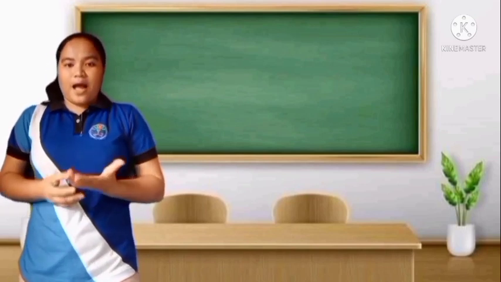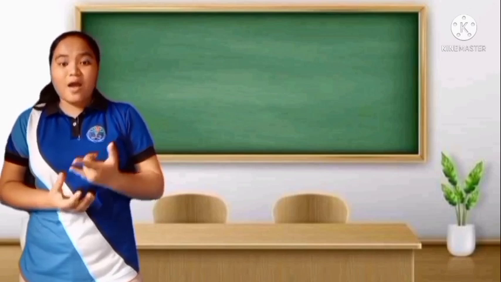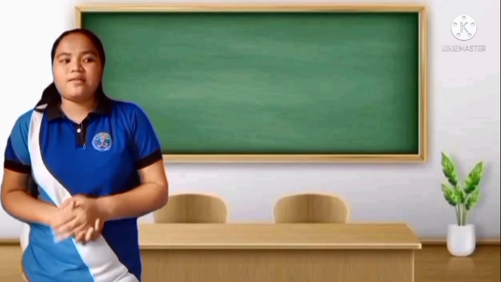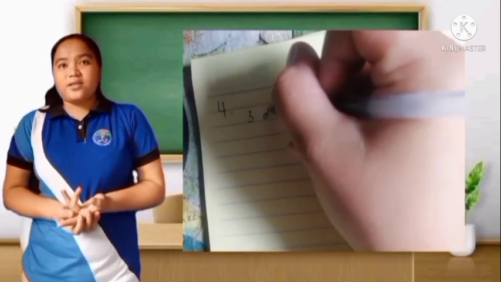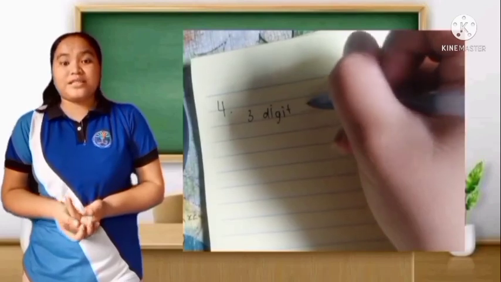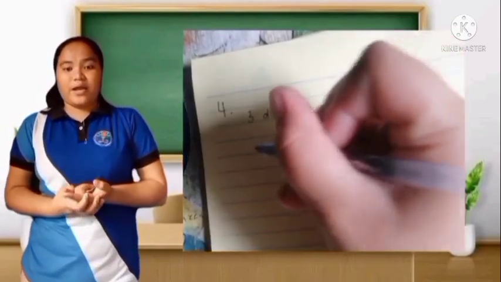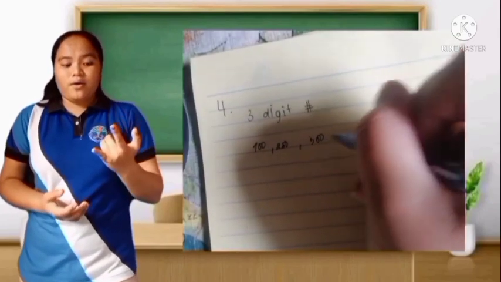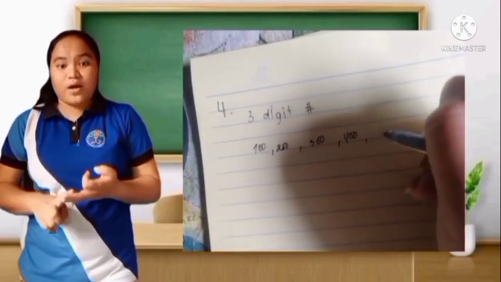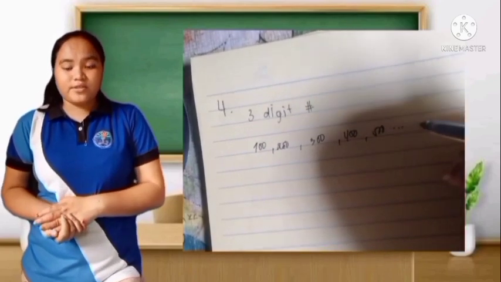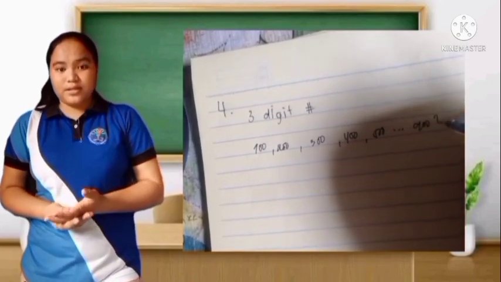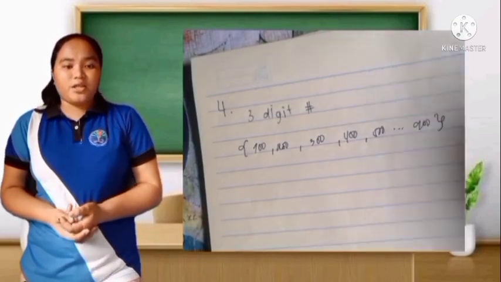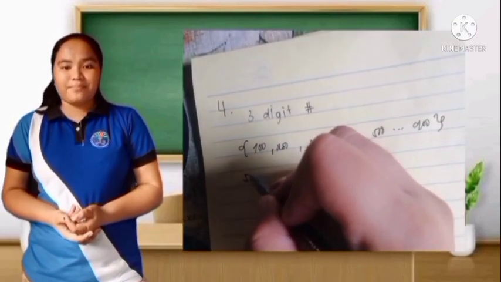Now, I will jot down a number for every sentence. The first sentence said, I am a 3-digit number. So, I will think of a number which is 3 digits. So, I decided to write 100 to 900, like 100 is 3-digit, 200 is 3-digit, up to 900 is 3-digit also.